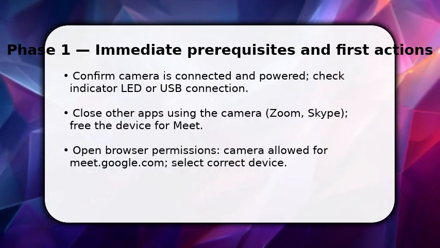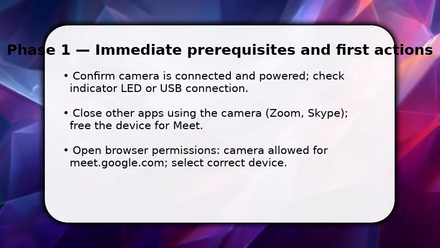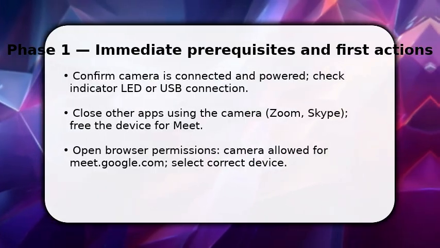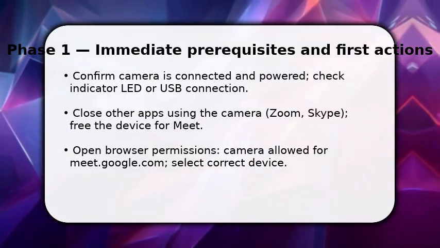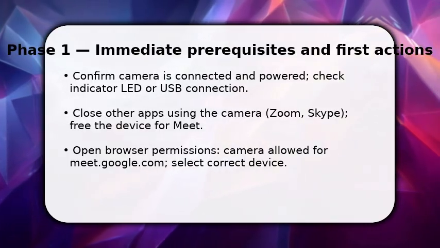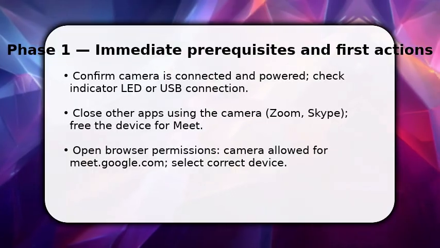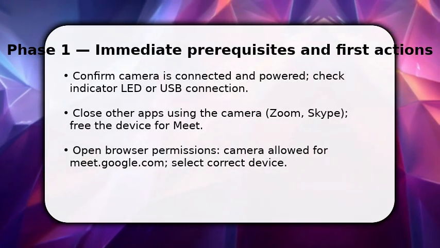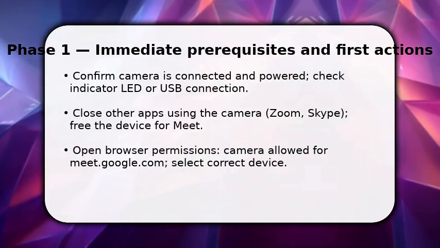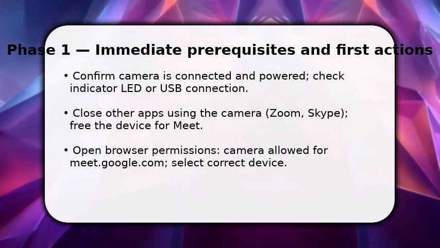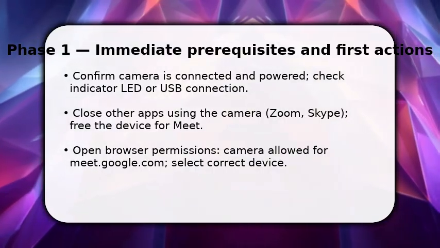You start by verifying hardware and permissions. First, make sure the camera is physically connected and showing an LED. That proves power and basic function. Then close competing apps so Meet can access the device. Other programs often lock the camera. Next, open your browser's site settings and explicitly allow camera access for Meet.Google.com, choose the correct camera from the list. Doing these steps removes common blocks and prepares the system for deeper fixes.